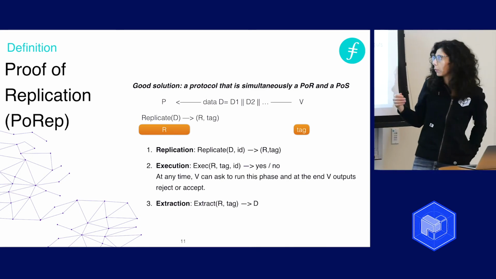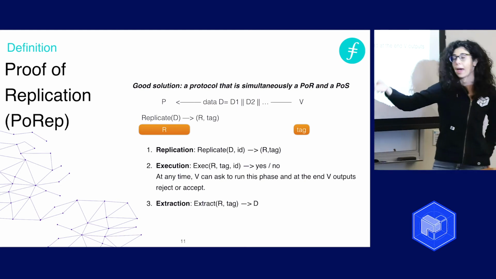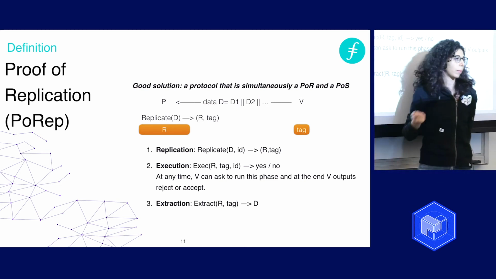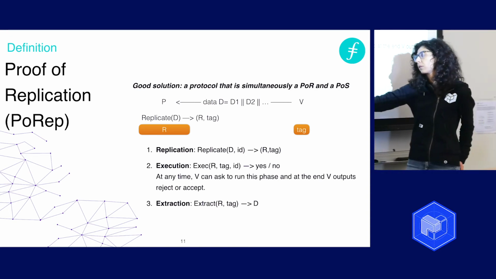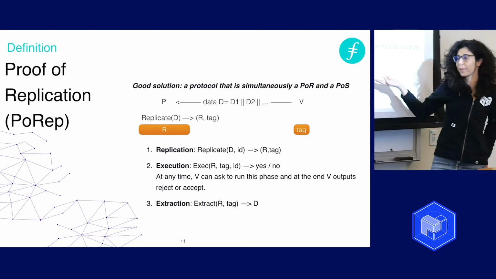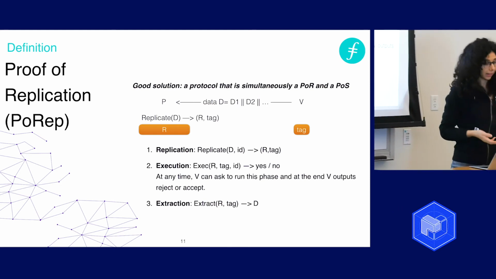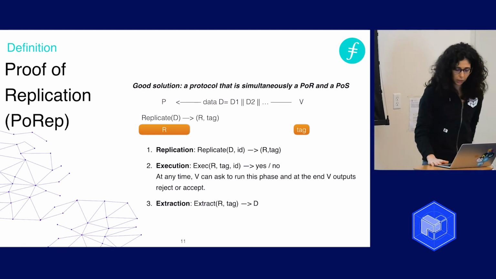And we have a third algorithm, if you compare this to proof of space, that is very important, that is extraction. Since my data are inside R now, I need to be able to go back and extract the data if it's needed. And clearly, we want this to be efficient as well. So the practical efficiency of this part is actually one of the main interesting open research questions that we have.